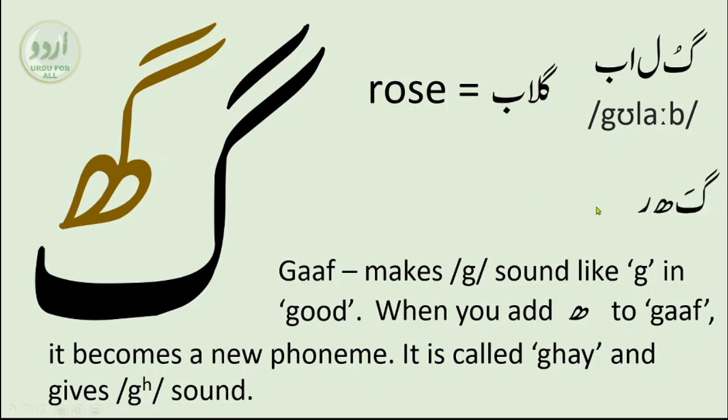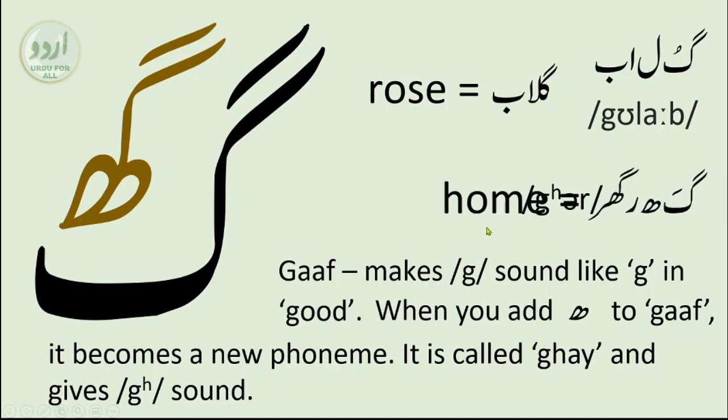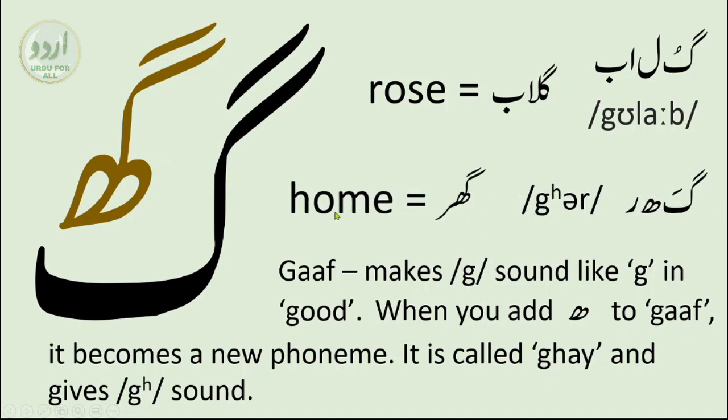So, look here now. Gaf and do chashmi hai makes Gh sound, Zabar, which is A, and Re, which is R. So it makes Ghar, and Ghar means home.